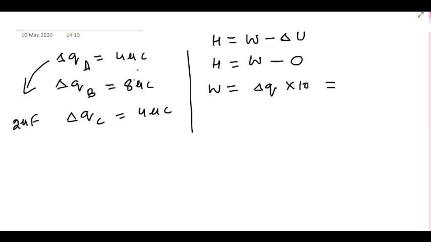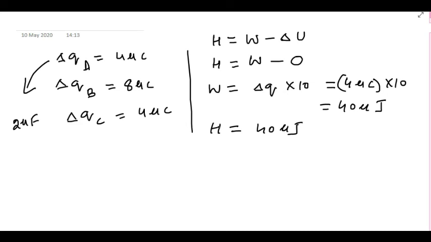Okay, so I will write here, the calculation will give you 4 microcoulomb into 10, which is equal to 40 microjoule. What is the heat produced? We can write it directly, 40 microjoule. That is your answer. So this is the long way to solve the question. First of all, we have to find out the change in charge, and then we can apply the work energy theorem, right?